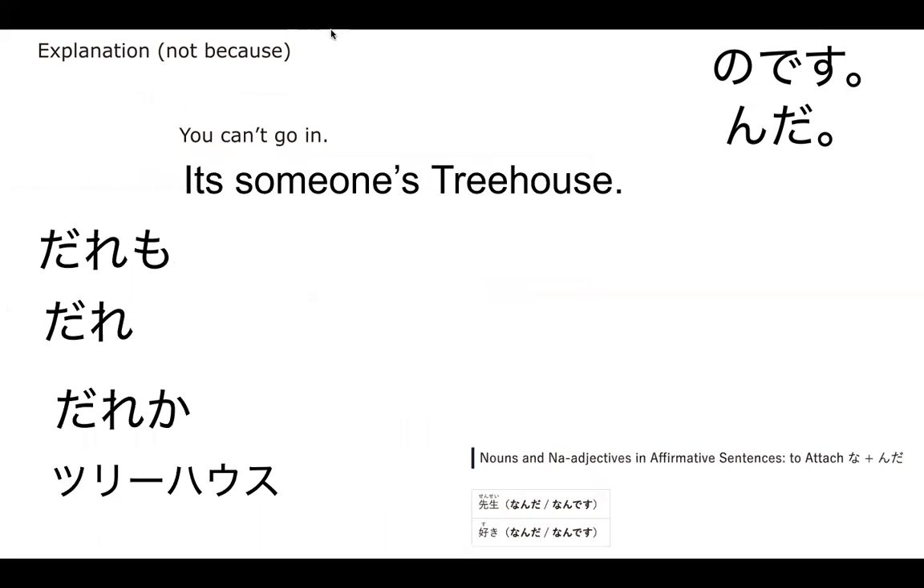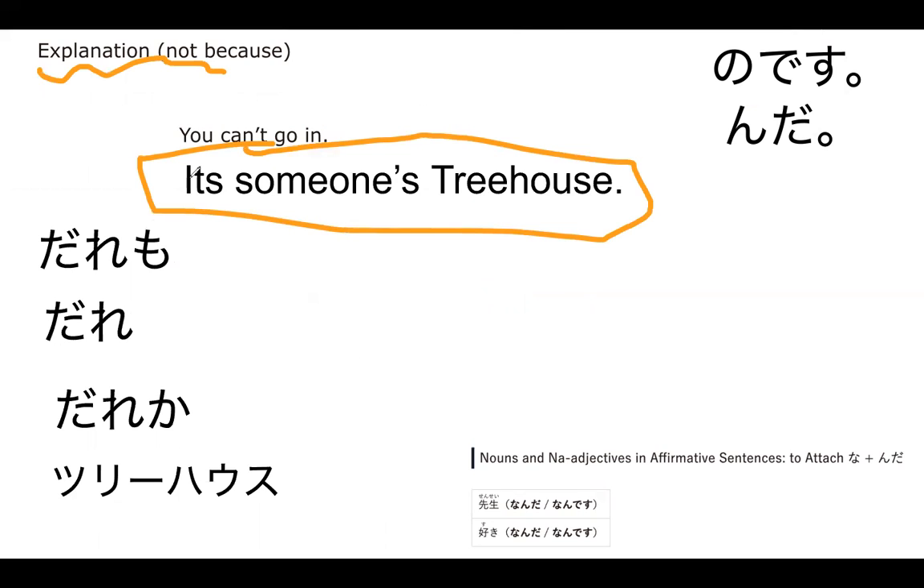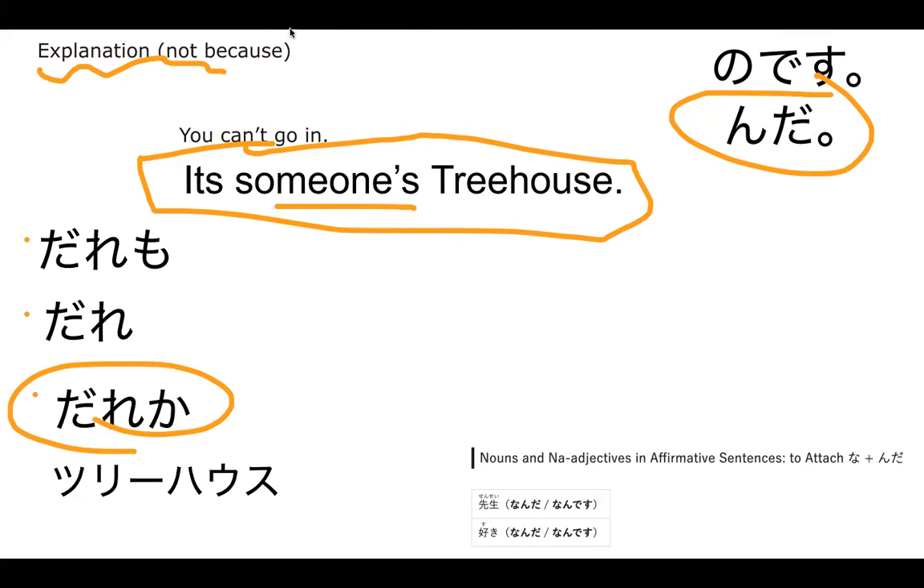So knowing that, since this right here is the explanation, the reason why you can't go in is because it's somebody's treehouse. So I want you to say it's somebody's treehouse and end it with the nda form for explaining something. Because Annie, if you remember, said, oh, can I go climb the treehouse? Want to climb it? So here is going to be Jack's response to that. It's someone's treehouse. What is someone in Japanese? 誰か. Yes. So how would you say that? 誰かのツリーハウスんだ.